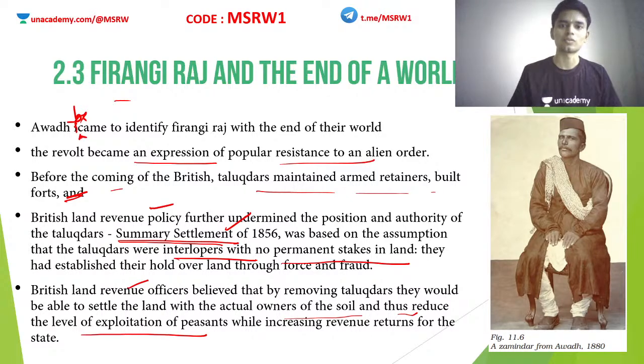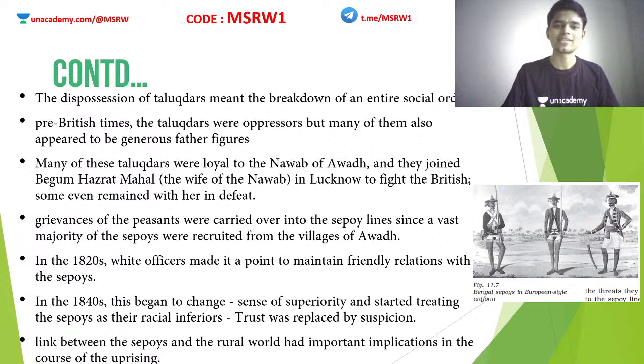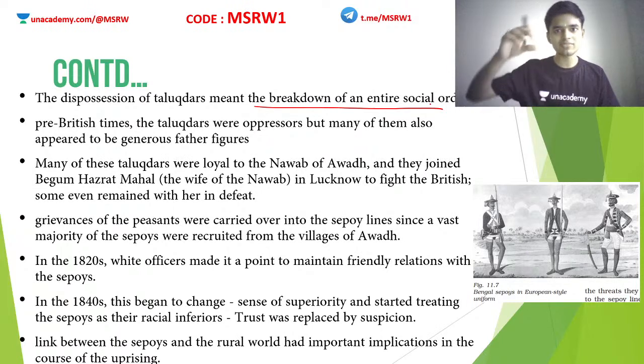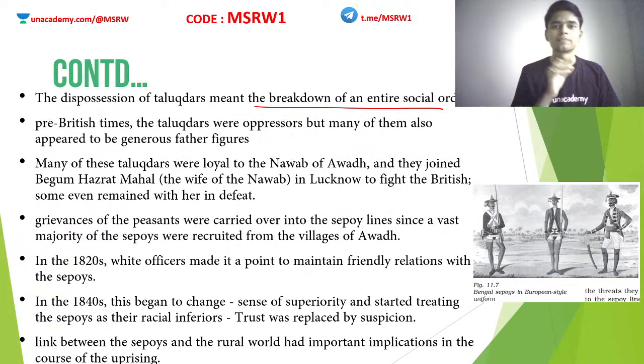This was again wrong. Why? Because not everybody was an oppressor. Some of them were lenient, some of them were indeed cruel, but many were actually lenient and people actually liked them. So the dispossession of Talukdars meant the breakdown of an entire social order. Talukdars were central to that particular society. So dispossessing them would mean that the entire social order revolving around the Talukdar in the village setup would break down.